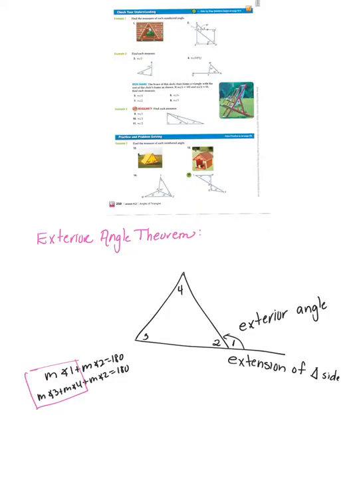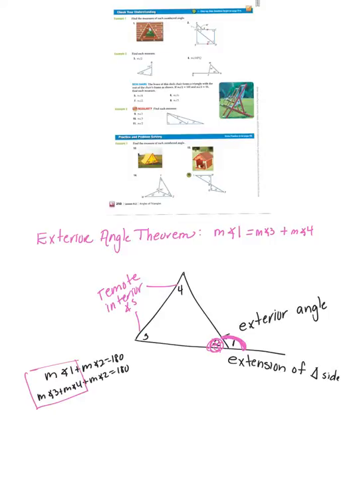An exterior angle, which is angle 1, is equal to the sum of the two what we call remote interior angles. Now we call them remote because they're the two angles that are the furthest away from angle 1. See, angle 2 is adjacent to it, so throw out the adjacent angle. It's going to be the other two that we add together. So an exterior angle is equal to the sum of the two remote interior angles.